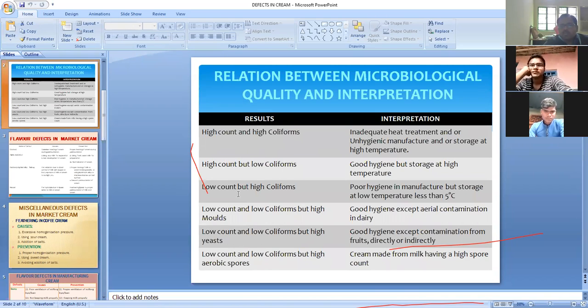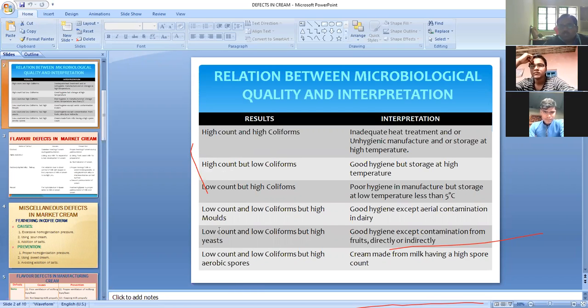Similarly, suppose high bacterial count and low coliform count. Low coliform means we are following the hygienic method of manufacture, strict sanitary conditions we are actually maintaining in the method of manufacture, but we keep the cream at higher temperature. That is why a higher count may come into the cream.